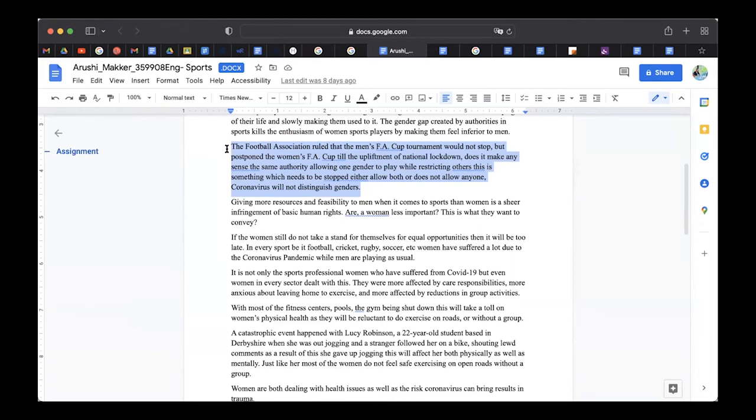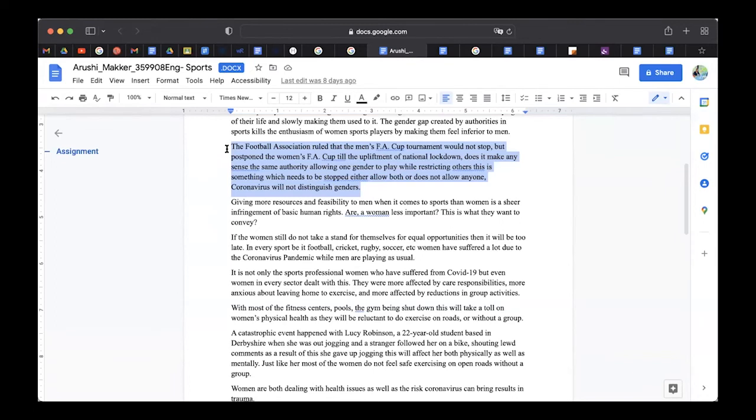See, this sentence is incorrect at various levels. Number one, woman is singular. Then you've used are, which is plural. And then you've used an article on top of it in the middle, which is again incorrect. Are women less important? If it is are, then it has to have an E there.